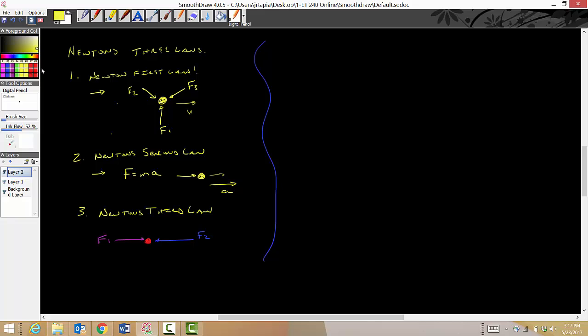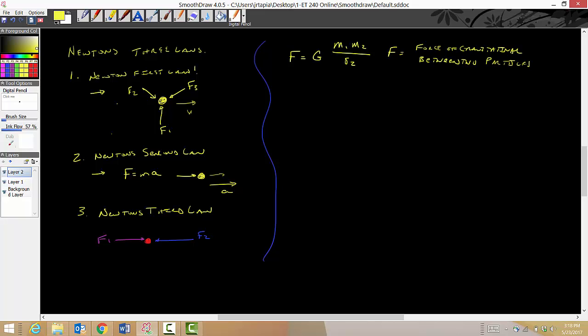Something else I'd like to discuss real quick is Newton's law of gravitation. So we have an equation, and its force is equal to G times m1 times m2 over r squared. So what is F? Well, F is the force of gravitation between two particles. Think of the Earth and the Sun, right?